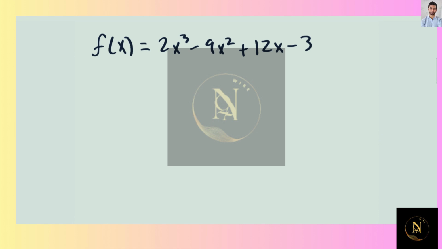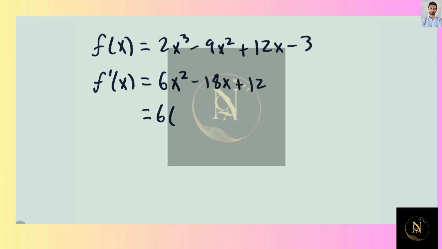Given this function f of x, the first thing to figure out is the intervals where we're increasing or decreasing. To do that, we're going to have to find the derivative of this function. So f prime of x is equal to, using the power rule, 6x squared minus 18x plus 12. We can simplify this by taking a 6 out, so we get x squared minus 3x plus 2, and then we can factor this, so we get x minus 2 times x minus 1.